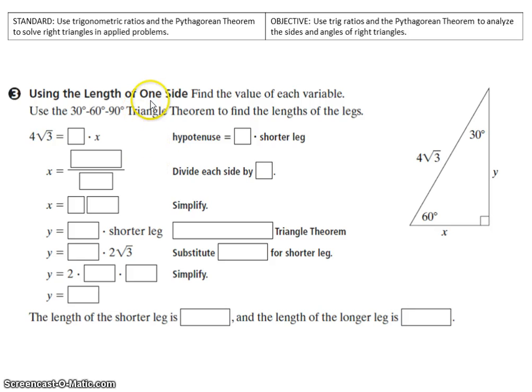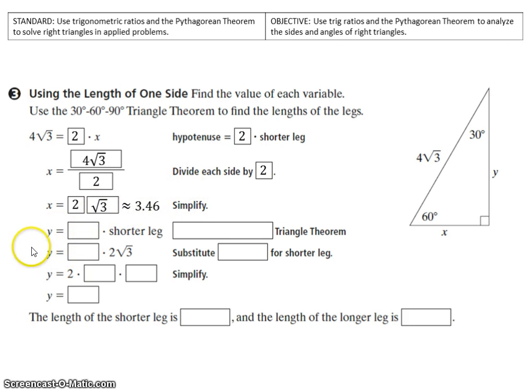Next up, using the length of one side, we want to find the value of each variable, and we're going to use the 30-60-90 triangle theorem to find the lengths of the legs. So here's what we've got. 30-60-90, we know the hypotenuse is 4 radical 3. So the hypotenuse, 4 radical 3, is equal to 2 times the shorter leg. Well, we don't know what the shorter leg is, so we're going to have to do some division. So it's going to be divide both sides by 2, so 4 radical 3 divided by 2. Since these two things are real numbers, 4 and 2, I can just divide 4 divided by 2, and I get 2, and the radical 3 just comes along. Now we simplify. That's about 3.46. So that's one answer there.